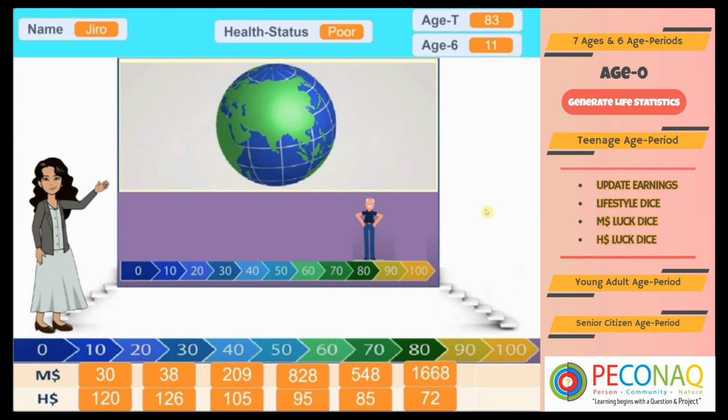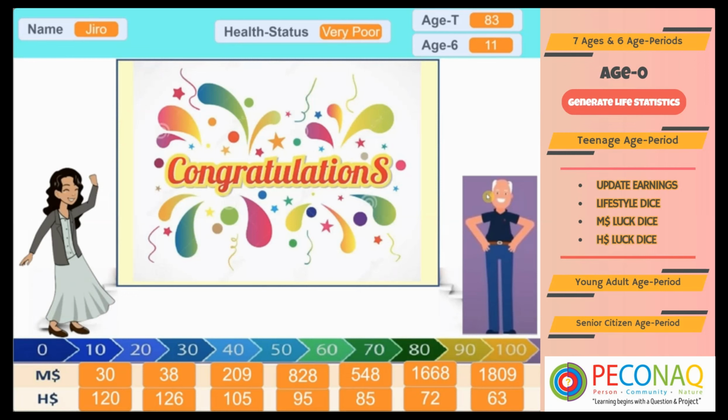Thank you, Joanna, for introducing me to this age period, where I am now in my twilight years. Jiro, congratulations on finishing the game. You successfully completed all 7 age periods in the game and reached the ripe old age of 83.